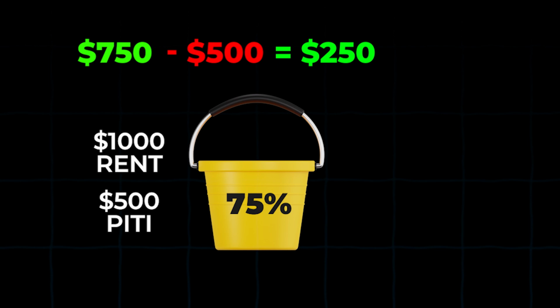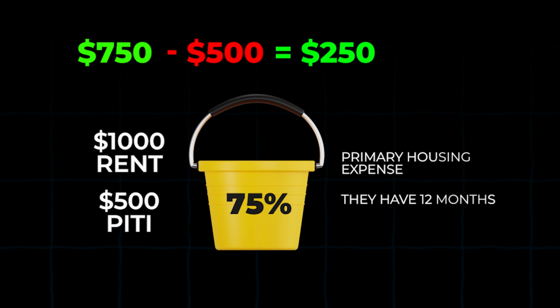That individual in that bucket has to demonstrate two things. One, they have a primary housing expense, whether that's a mortgage or they rent, either is fine. And second, they need to be able to demonstrate that they've had 12 months of history in owning investment property. So if they have both of those two things, they get the full 75%.